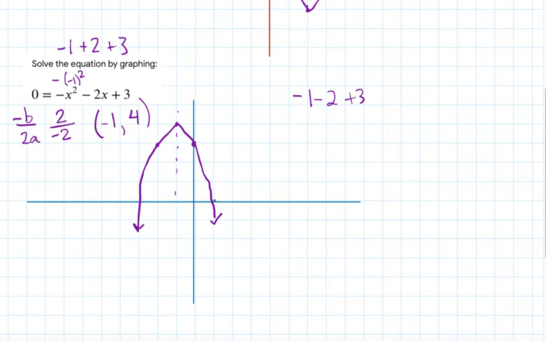Okay, and that one works, and that's 2 away from the axis of symmetry. Therefore, this one must also work. So my answers are going to be here and here. So x equals 1 and x equals negative 3. And you can test negative 3 too. It should definitely work, especially if you're bad at drawing like me.